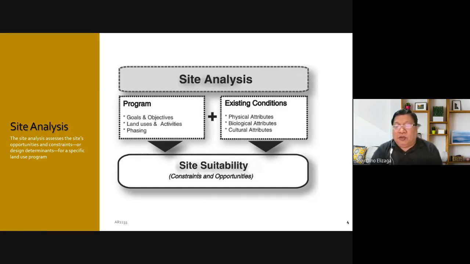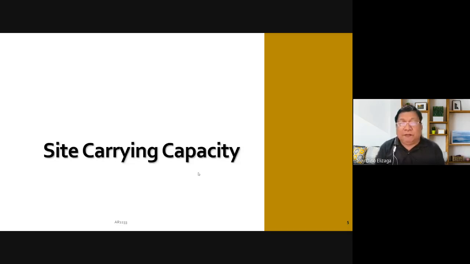We have to remember the differences between the three types of maps that we've been discussing so far. I mentioned to you the base map, and then we also make maps for site inventory, and we also make maps for site analysis. So what are the differences between the three? The base map only shows the physical features of the area, and then the site inventory shows the three categories of attributes. And then the site analysis shows the constraints and opportunities. Those are basically the differences between the three.